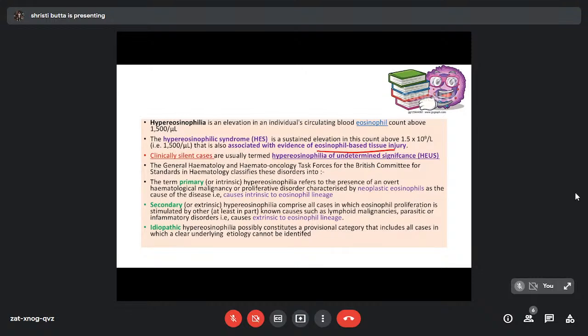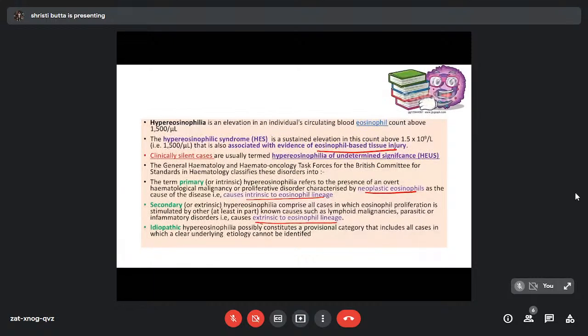The General Hematology and Haematology Oncology Task Forces for the British Committee for Standards in Haematology, that is BCSH standards, classifies hypereosinophilia into three types. One is the primary or the intrinsic hypereosinophilia, where you have neoplastic eosinophils. Remember, they are neoplastic, clonal, primarily intrinsic to the eosinophil lineage. So neoplastic eosinophilias are primary. Secondary, on the other hand, is a condition where you have other conditions implicated like parasitic or inflammatory disorders, lymphoid malignancies, unrelated to eosinophils. That is extrinsic to eosinophil lineage and is secondary. Idiopathic, obviously, is when the cause is unknown to us.